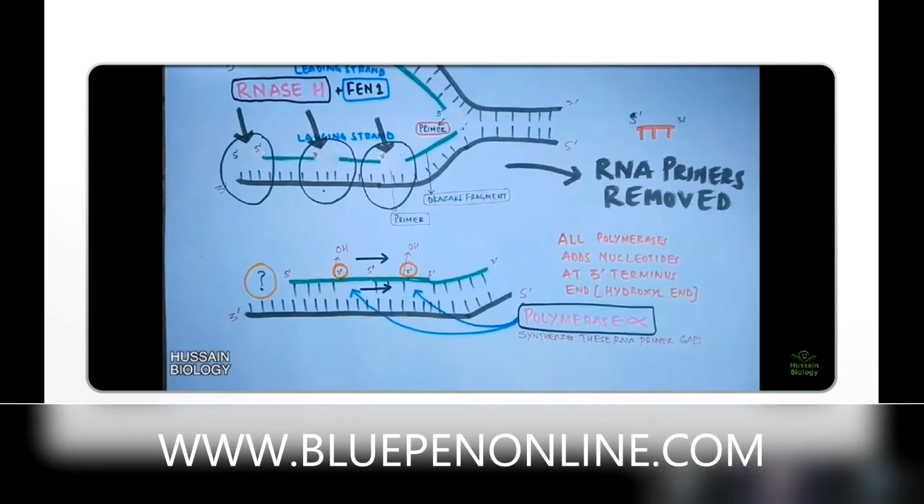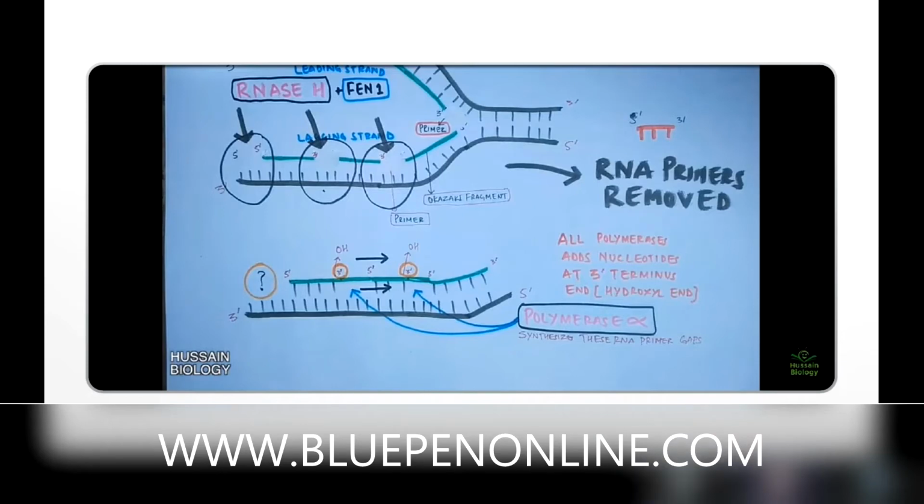Here, what is the direction? It is 3 prime to 5 prime. No, 5 prime to 5 prime. This is 5 prime. Clear? Concentrate. The first one.